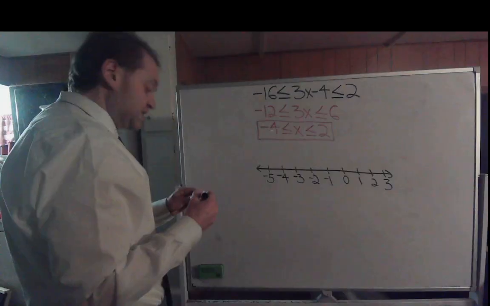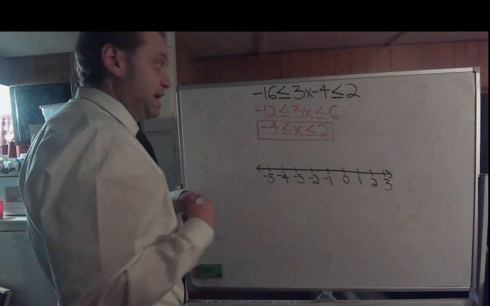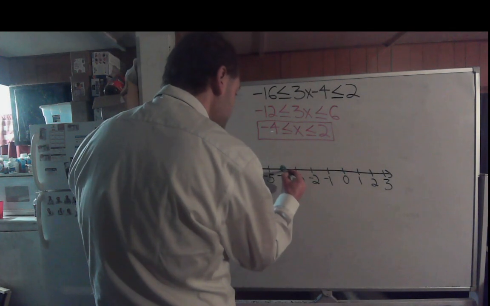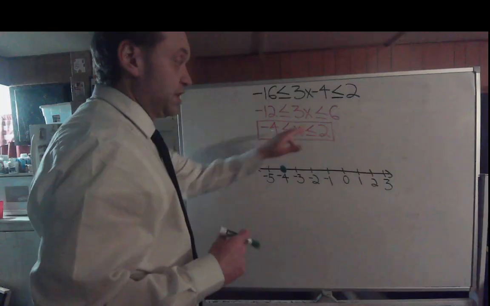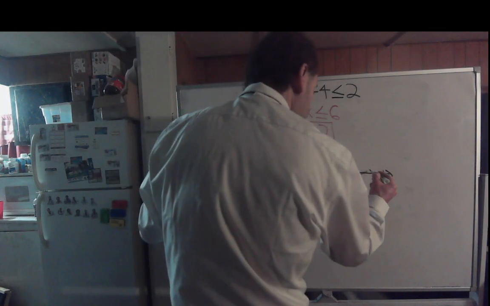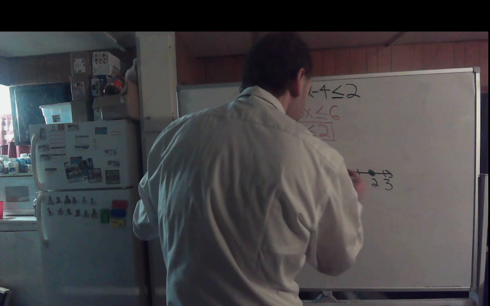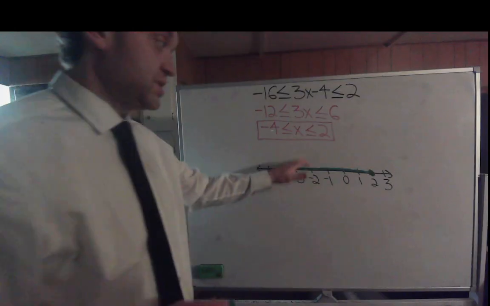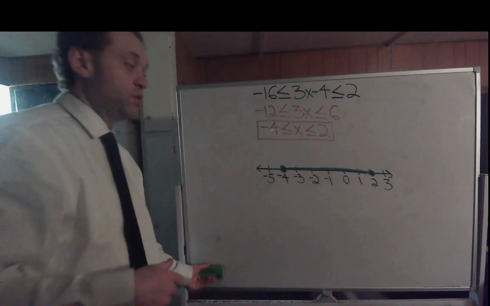Alright, so I got my points plotted. So since negative 4 is less than or equal to x, I need to draw a solid dot at negative 4 to denote that negative 4 is part of the solution. And then x is less than or equal to 2. I need to draw a solid dot at 2 to denote that 2 is part of the solution. And then I'm going to shade everywhere between negative 4 and positive 2. So this means that not only are negative 4 and 2 solutions, every value between negative 4 and 2 are also solutions to this inequality.